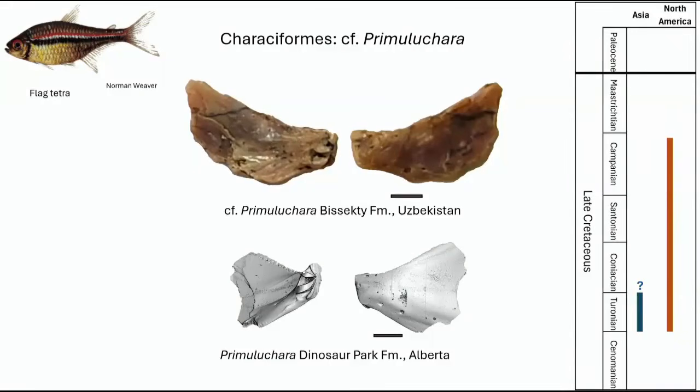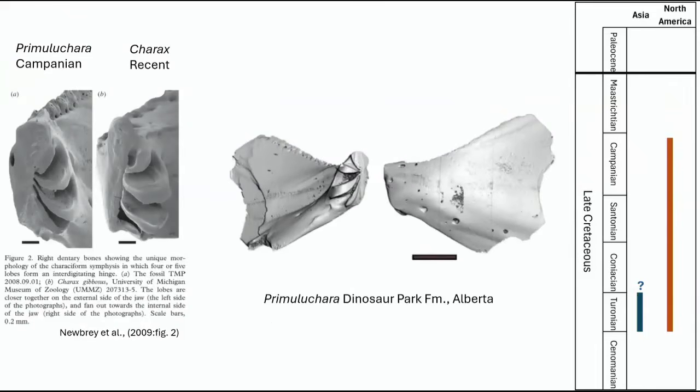Characiforms are a living group of fish present in South America. They're represented by things like the piranha and the tetras that you know from aquarium fish. And it was identified by Mike Newbury, this jaw from Dinosaur Park, based on the symphysial hinge. There's a very distinctive pattern of wedge-shaped ridges that radiate out from a point on the lateral side of the symphysis.